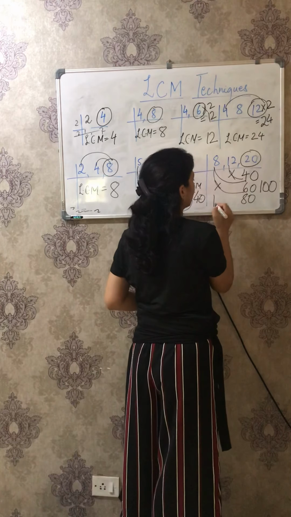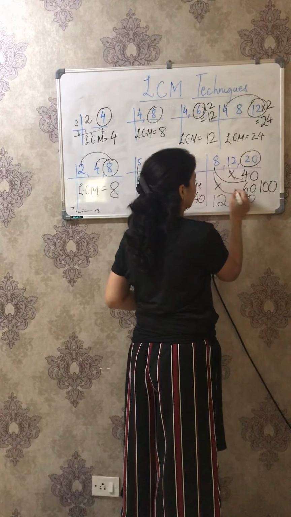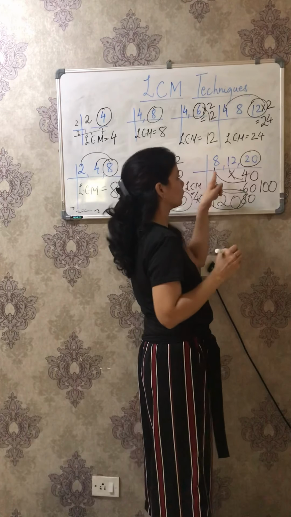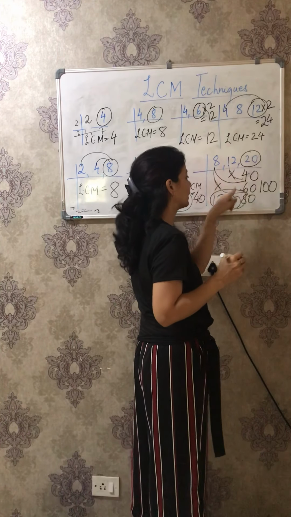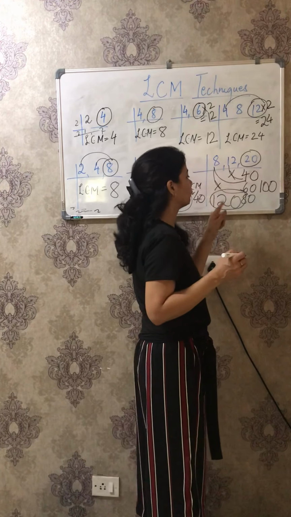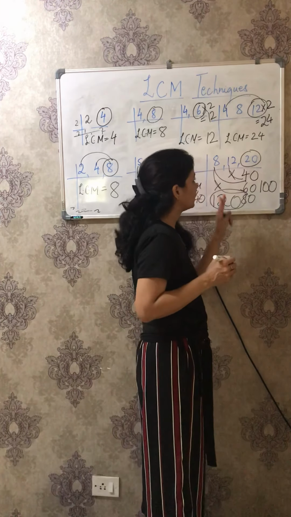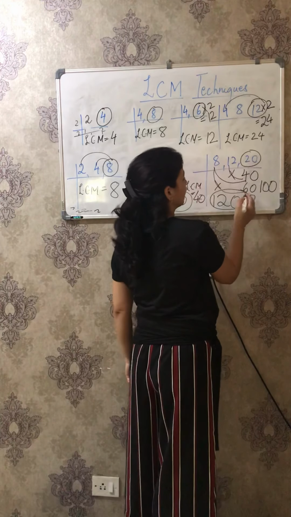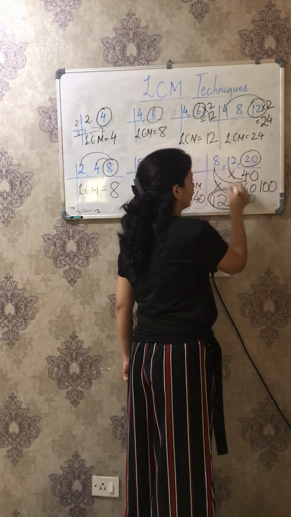So let's go to 120. 20 sixes are 120. Now this number is divisible by both 8 and 12. 12 tens are 120 and 8 fifteens are 120. So now 120 is divisible by both the numbers. So you can say that your LCM is 120 here.